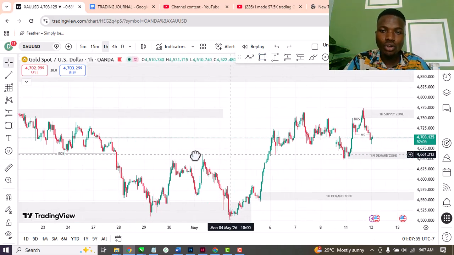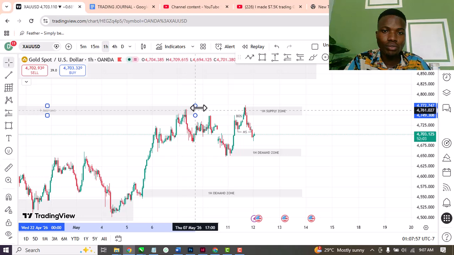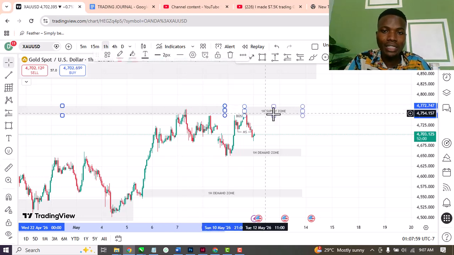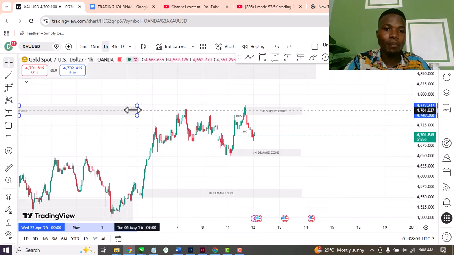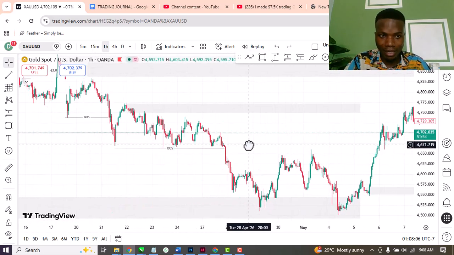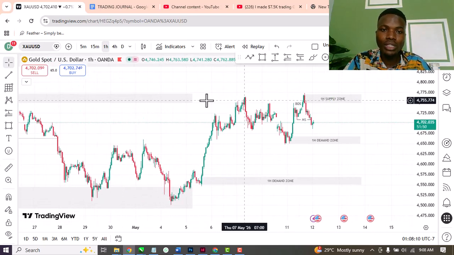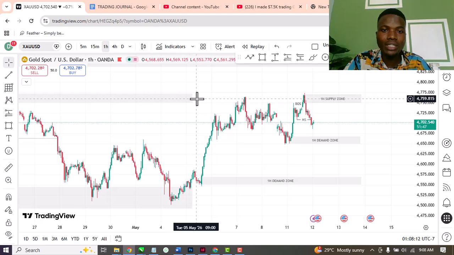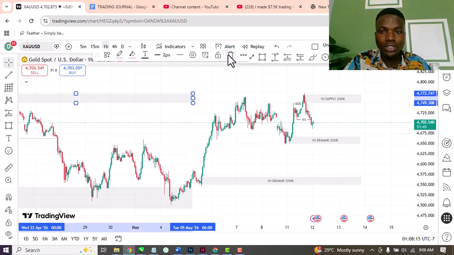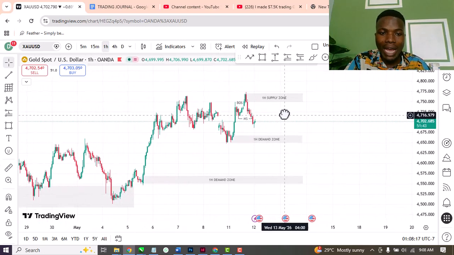All right, so if I take this supply zone right here, you can see that it already tallies with this 1-hour supply zone. This is the power of supply and demand. So right now we know that this zone has already correlated with this zone as well, so I'll just delete this. So right now, where are we looking at?